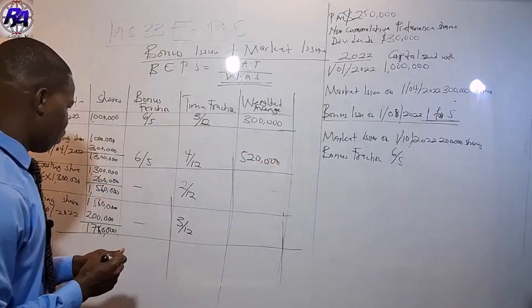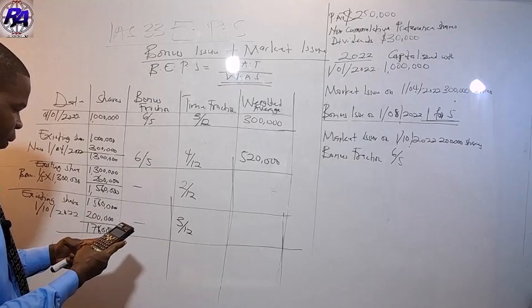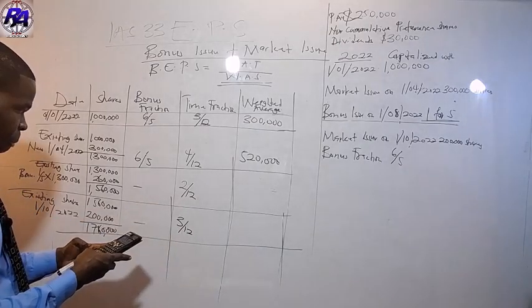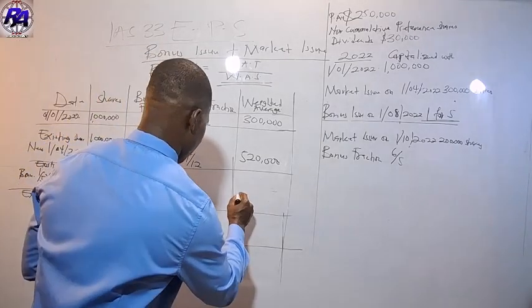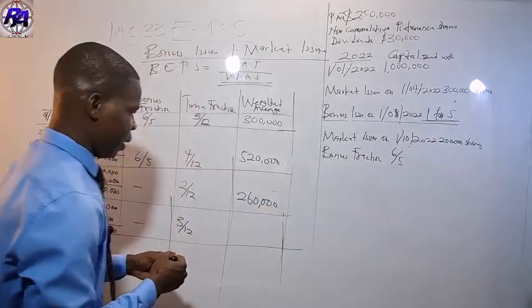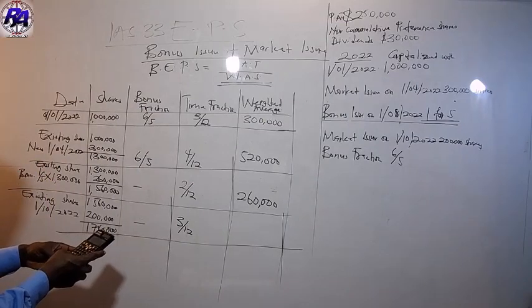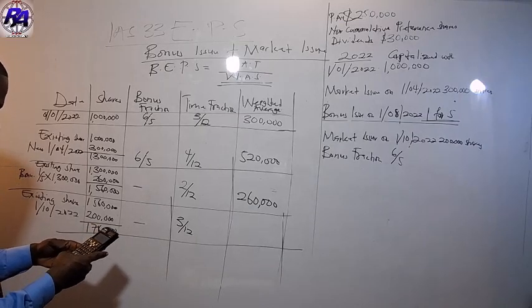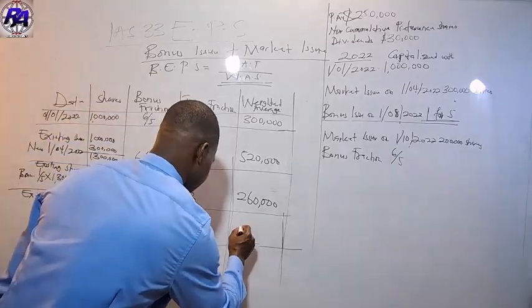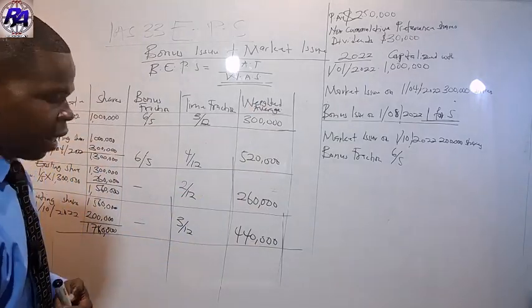Then the next one is going to be 1,560,000 times 12 times 2 divided by 12. That is giving us 260,000. Then we are looking at the last one to be 1,760,000 times 3 divided by 12, which is giving us 440,000. So we sum up all these to get our weighted average number of shares.